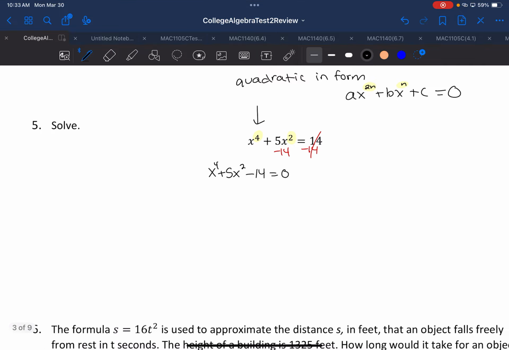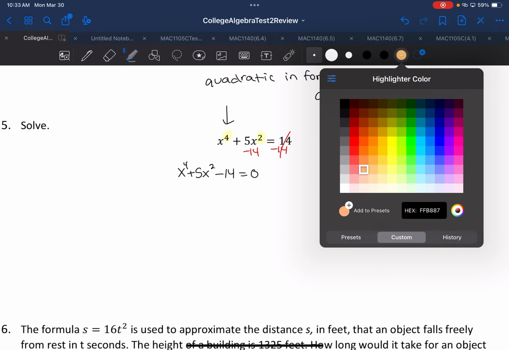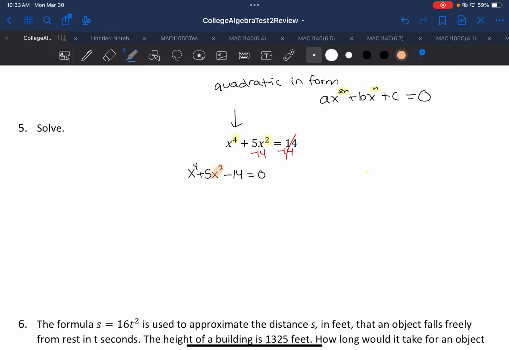And then I'm going to use substitution, so I can put it in the quadratic form that I'm used to. So my smallest variable or exponent there is x squared. So that's what I will let be t. And if t is equal to x squared, then t squared is equal to x to the 4th, because if I square both of those, I'll get x to the 4th on the other side. So therefore, this can be replaced with t squared, since I just said t squared is x to the 4th, plus 5t minus 14 equals 0.